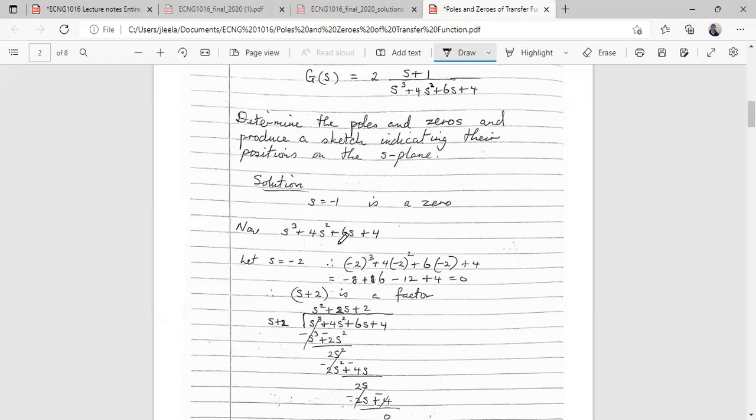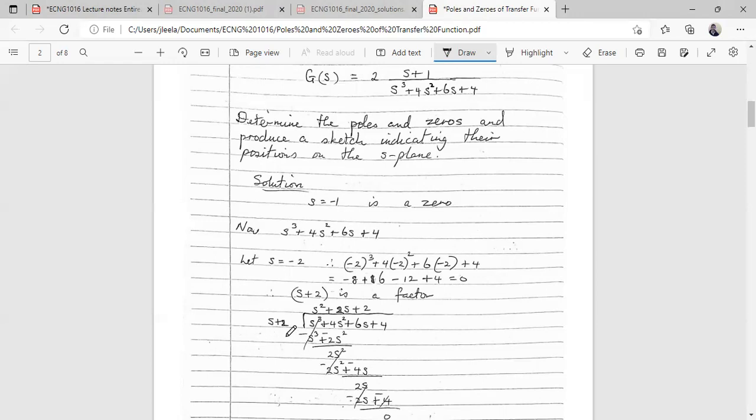If you want to factorize a polynomial of third degree, one of the ways to do it is to look for a simple factor. So you could try 1, minus 1, 2, minus 2. Now when I try minus 2: minus 2 cubed plus 4 times minus 2 squared plus 6 times minus 2 plus 4, I end up with minus 8 plus 16 minus 12 plus 4, which works out as 0. So if minus 2, when you plug it into the polynomial, gives 0, it means that s plus 2 is a factor.